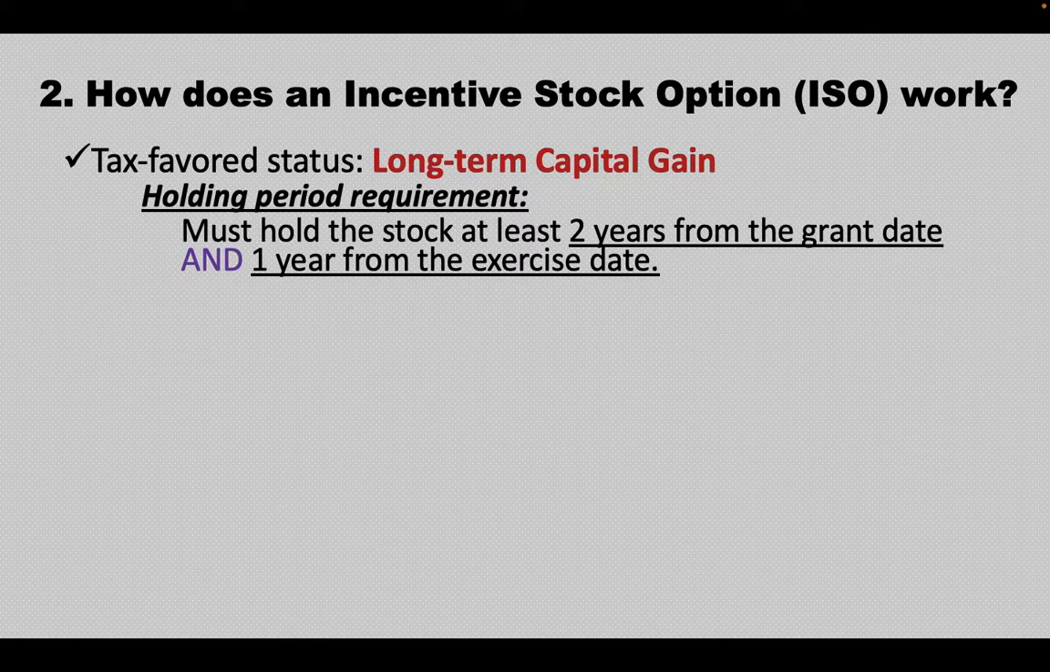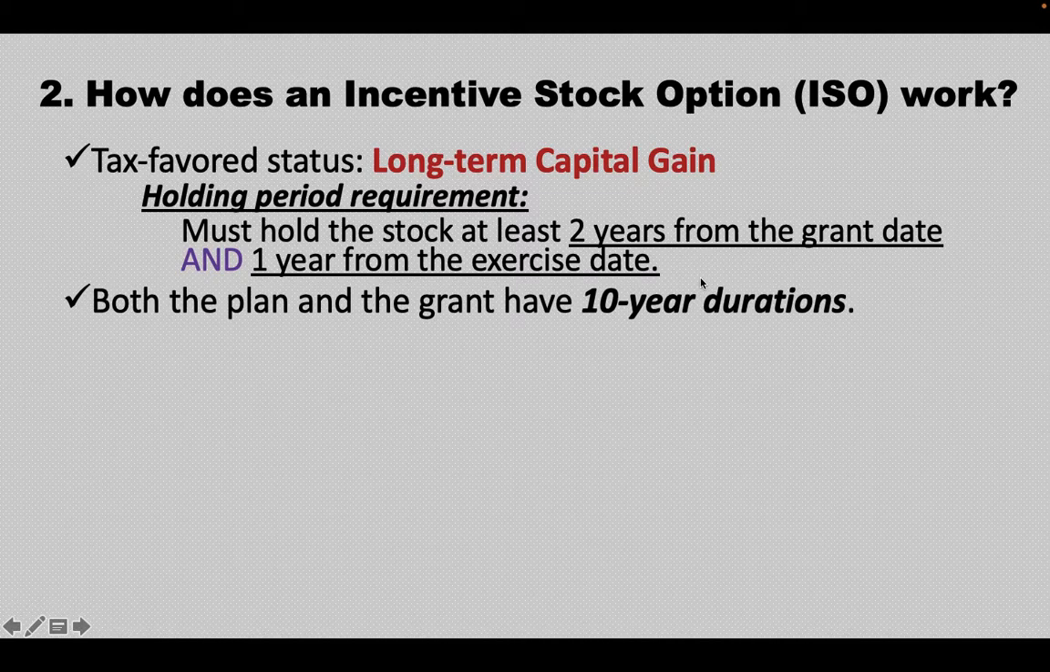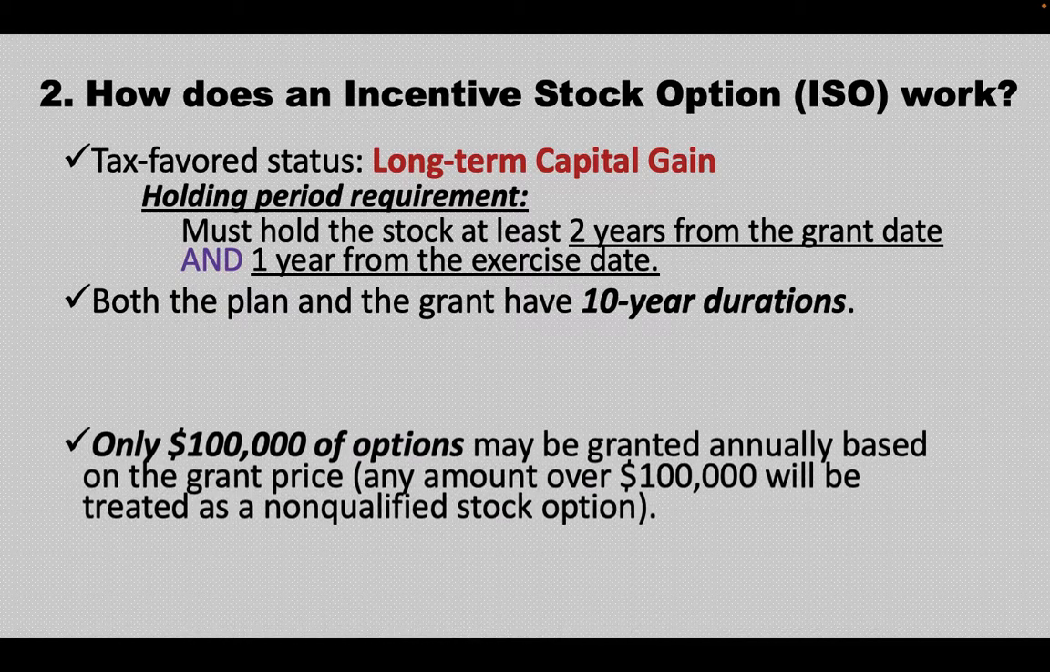In order to qualify, the tax code requires that you must hold the stock at least 2 years from grant date and 1 year from the exercise date. I'm highlighting here, you have to satisfy both of those requirements, okay? Then both plan and grant have a 10-year duration. So basically, you have 10 years to exercise that stock option. Otherwise, it's going to expire.